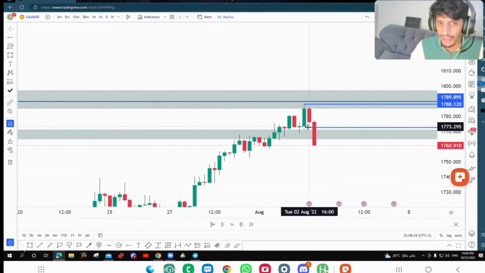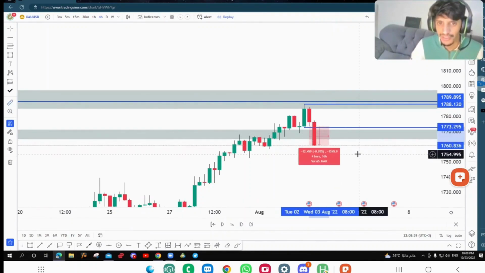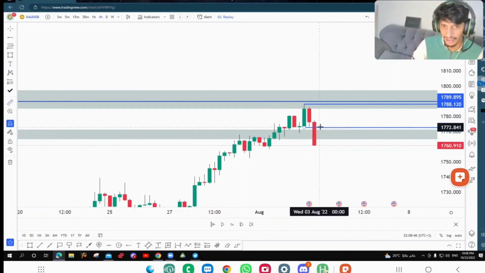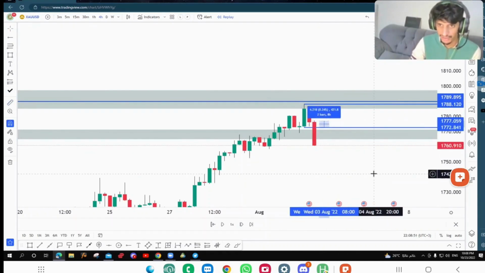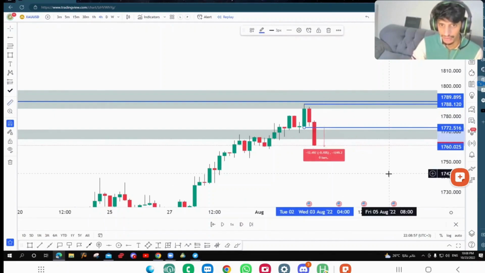Now, what you want is, you don't need to watch the whole market. You need only one or two moves. Now if you catch this move, it is 124 pips, with a 42 pips stop loss and a reward of 124. Amazing.